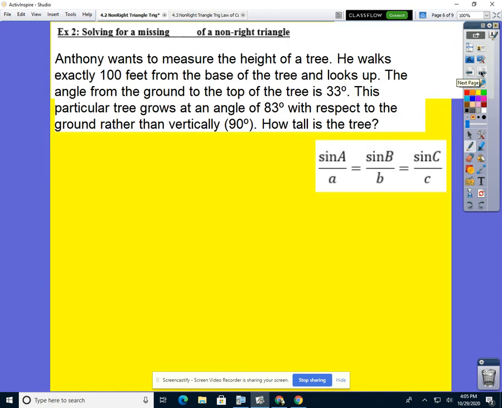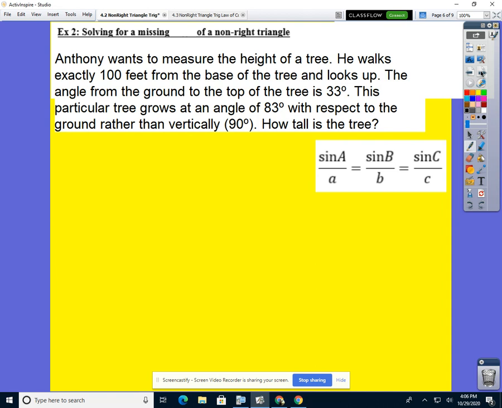Okay, let's take a look at one that's maybe a little bit more interesting. So we have Anthony. Anthony wants to measure the height of a tree. He walks exactly 100 feet from the base of the tree and looks up. The angle from the ground to the top of the tree is 32 degrees. This particular tree grows at an angle of 83 degrees with respect to the ground rather than vertically. How tall is the tree?